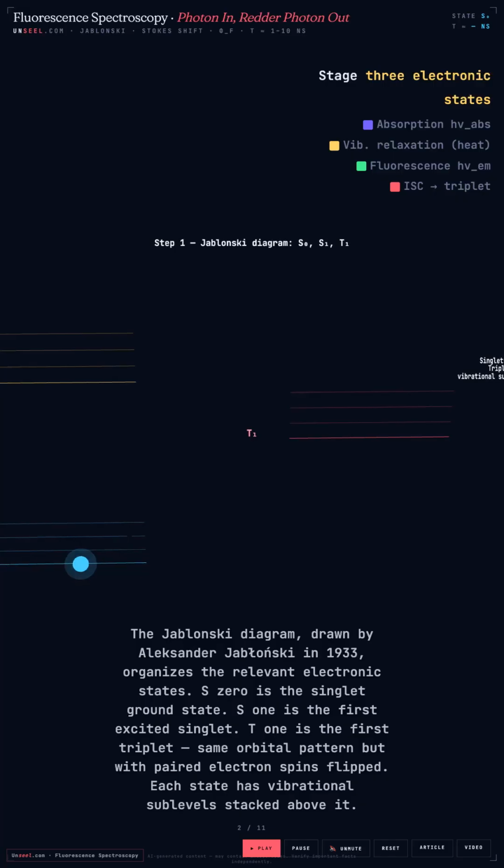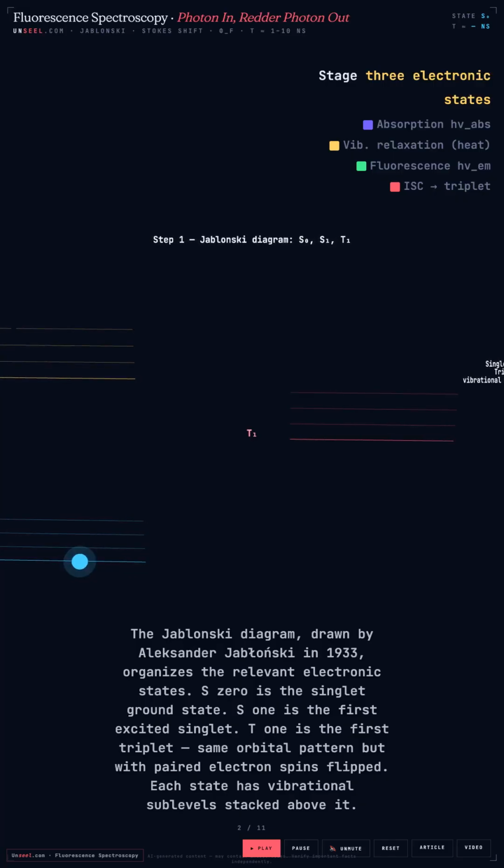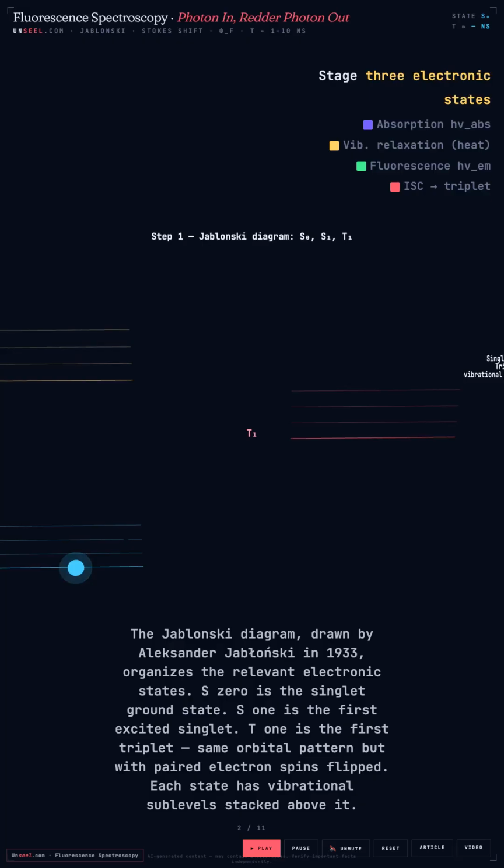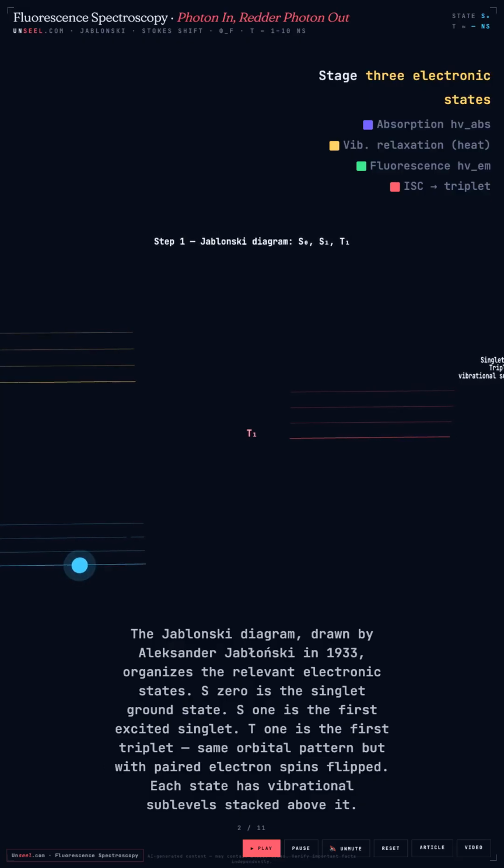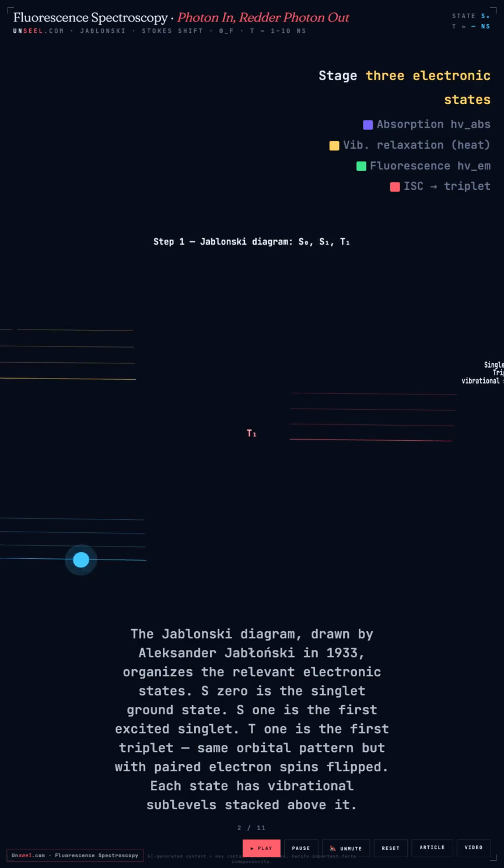The Jablonski diagram, drawn by Alexander Jablonski in 1933, organizes the relevant electronic states. S0 is the singlet ground state, S1 is the first excited singlet, T1 is the first triplet, same orbital pattern but with paired electron spins flipped. Each state has vibrational sublevels stacked above it.